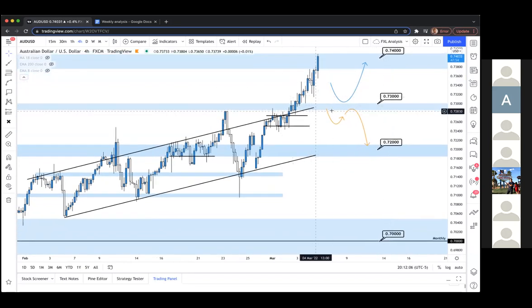Okay, if we are to consider this more bearish on AU, I want to see a break of 0.73, a nice lower high below. We need to see a lot. This needs to fall quite a bit for us to even entertain the idea of shorting this below 0.73.